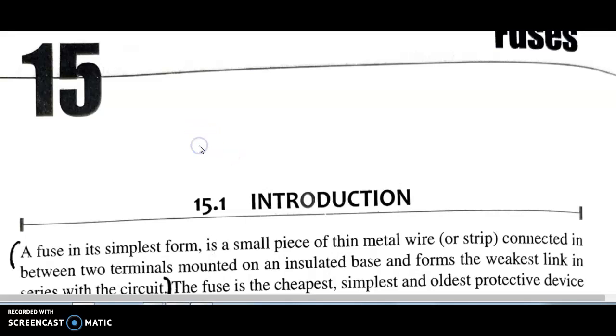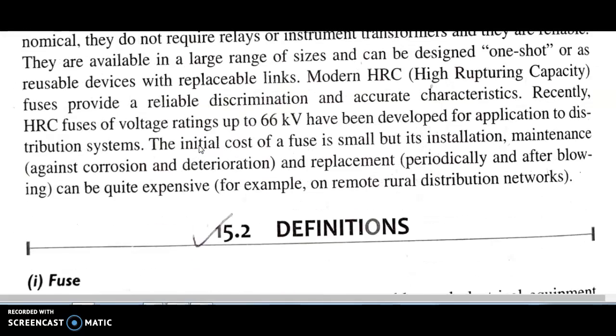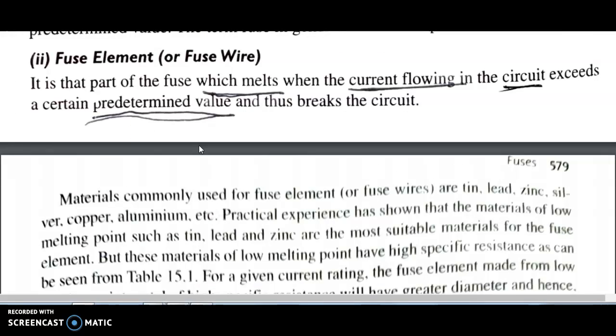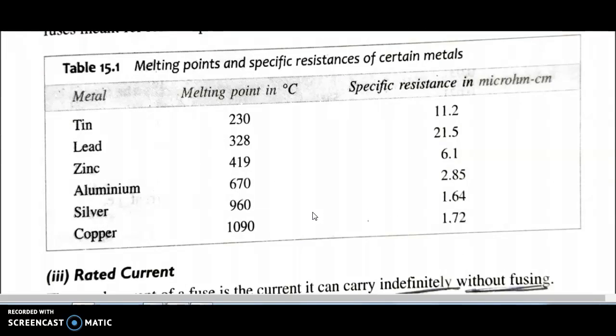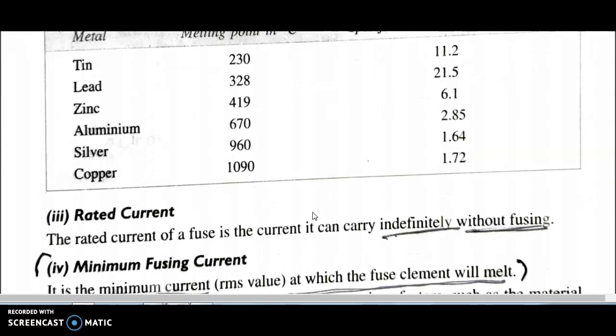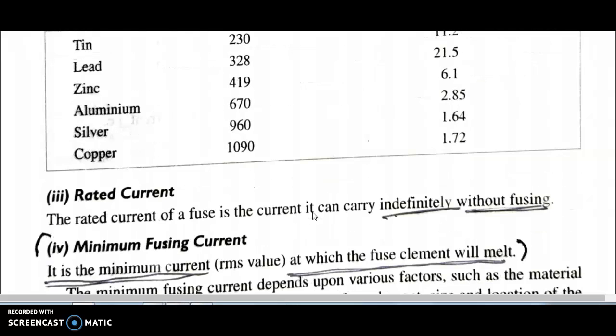So we have to refer here to some important definitions regarding the fuse. What is the fuse element? It is the part of the fuse which melts when the current flowing in the circuit exceeds a predetermined value, and thus it breaks the circuit. Then what about the rated current? The rated current means the current which a fuse can carry indefinitely without fusing. Up to that current, we call it the rated current.